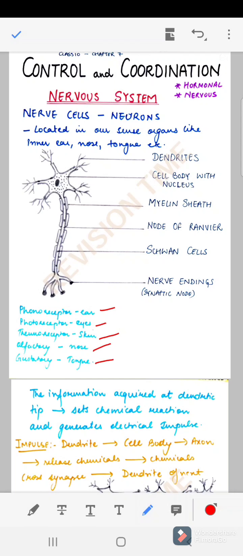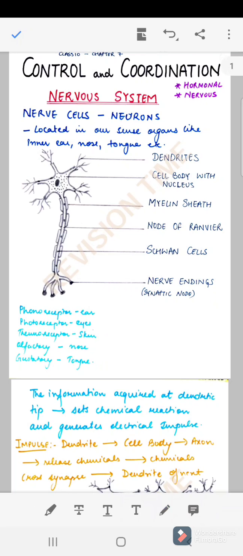Here we have the diagram of a nerve cell, in which we have dendrites, we have the cell body with the nucleus, we have the myelin sheath, which is the outer covering of the axon. These are the parts of the axon, and this upper part is the cell body with the nucleus. We have the node of Ranvier, we have Schwann cells, and we have nerve endings, also known as the synaptic nodes.